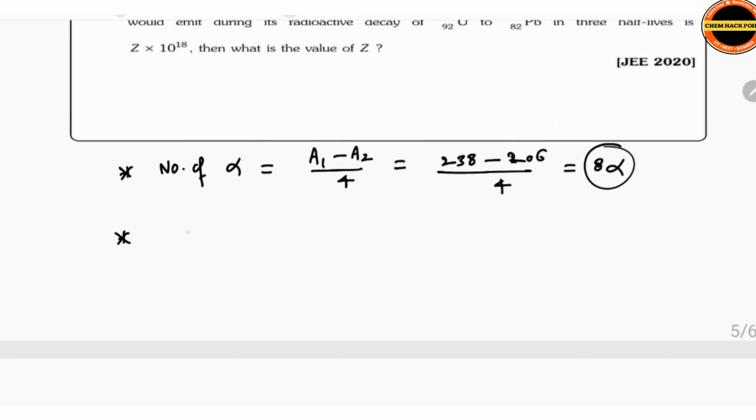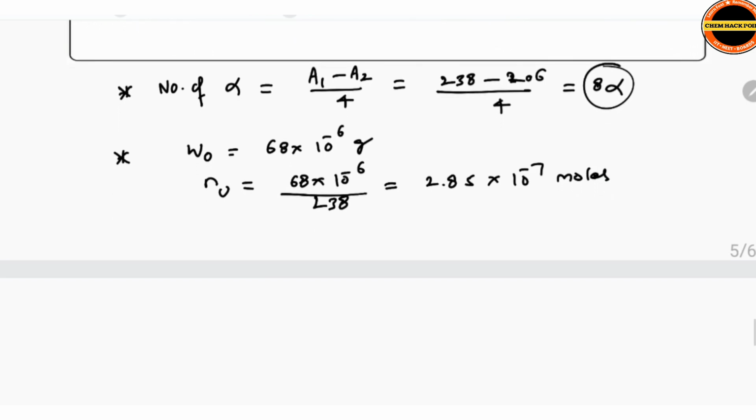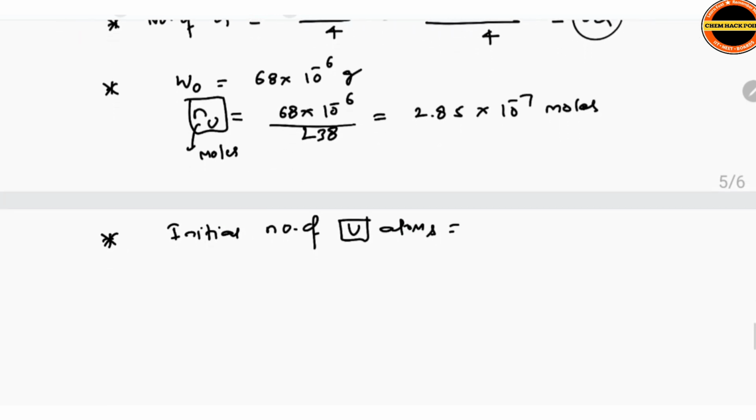The initial mass of uranium is 68 into 10 power minus 6 grams. So the moles of uranium is 68 into 10 power minus 6 divided by the uranium molecular mass, that is 238, which is approximately equal to 2.85 into 10 power minus 7 moles. Now the initial number of uranium atoms: by using these moles, we multiply by Avogadro's number into 2.85 into 10 power minus 7. If you do this, you are going to get 1.72 into 10 power 17 atoms.